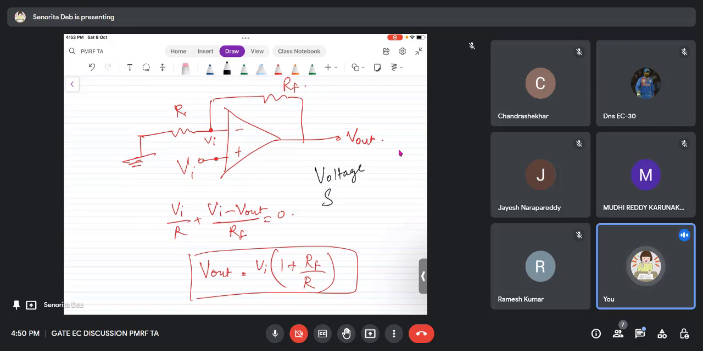This is a voltage series topology. The input is not in shunt, right? The input is not connected in parallel anywhere, right? So this is the voltage series. Voltage sampling is happening, but mixing is in series.